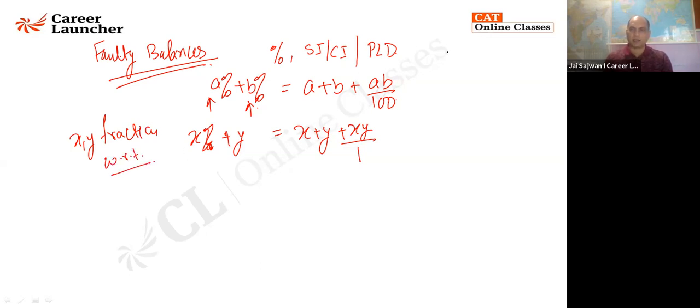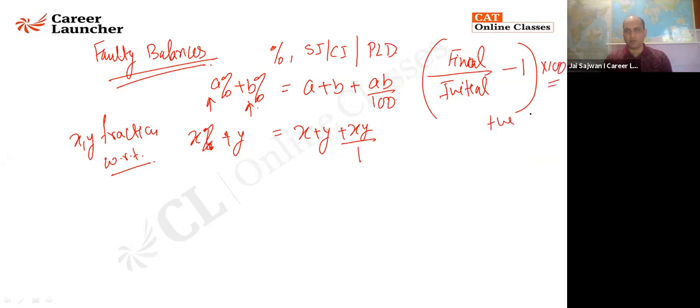The second thing I told you is that whenever you are comparing two values, you need to write down the final value upon the initial value. For the change, you subtract 1 from it and multiply by 100. If it is a positive change, an increment, the value increases. If it comes out negative, that means it is decreasing.